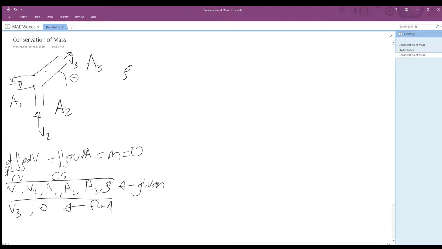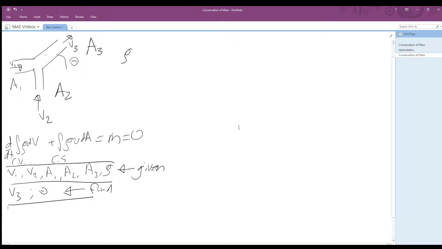Then our next step would be to draw the diagram, which I've already done for us. And then the following step would be the assumptions. In this case, we're going to assume steady conditions, which gets rid of this term in our equation. We're also going to assume that there are no losses due to friction. So in this specific problem, we're not going to worry about the losses generated by flow through a pipe.